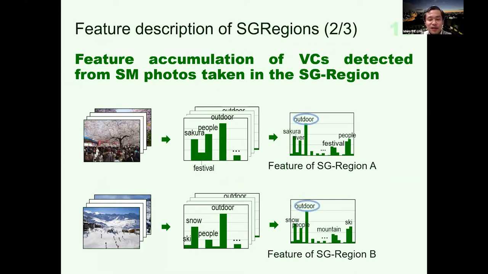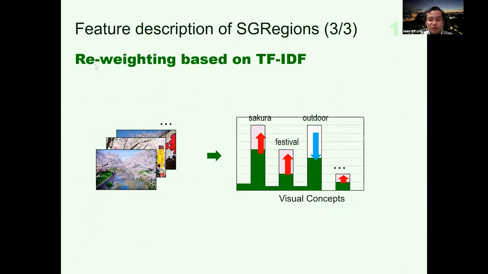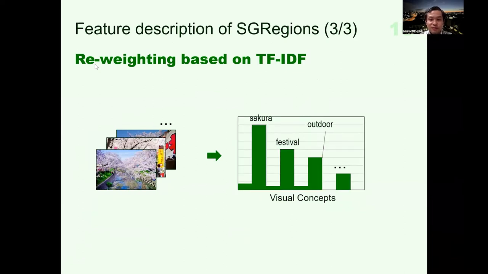But there are visual concepts that appear everywhere, so we apply the TF-IDF idea and consider the frequency with which they tend to appear in general. Outdoor is quite common, so that's not so important. But cherry blossom, sakura, snow, ski are probably a little more important than the other concepts. So that's reweighting based on TF-IDF. This is adjusted, and this is what we get in the end.